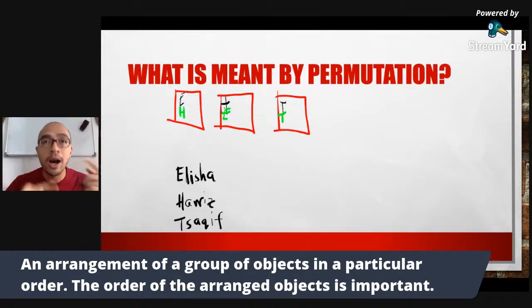You want to find out how many arrangements you can make, how many different ways you can get a certain outcome. In this example that I'm giving you, it's the simplest example there is. I give you 3 chairs and I give you 3 students.